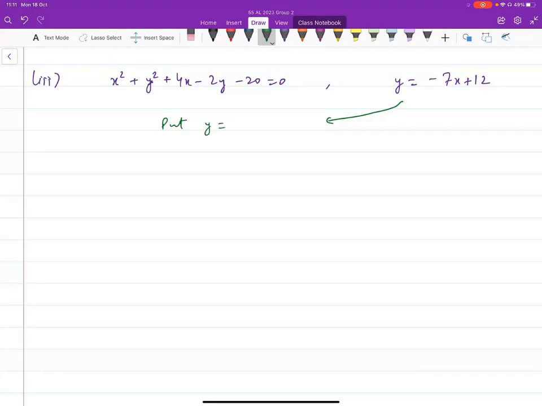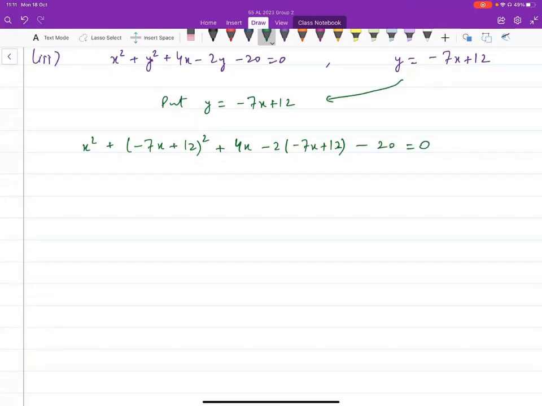We say let's put y equals minus 7x plus 12 in this first equation. When we do that, we get minus 7x plus 12 whole squared, which is actually y square, so we already have an x square plus y square. In place of y we have input minus 7x plus 12, plus 4 times x, minus 2 into minus 7x plus 12, minus 20 equals 0. We just input y equals minus 7x plus 12 in that equation.